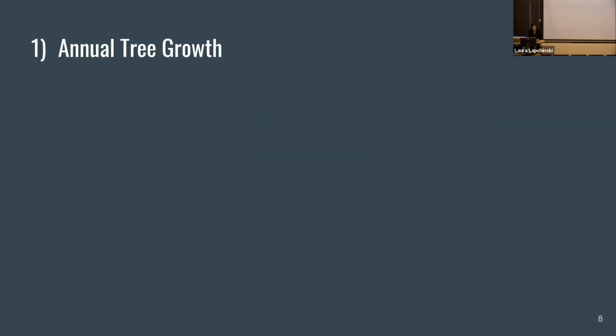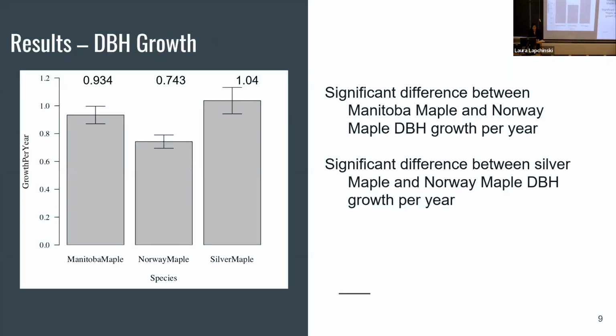Let's take a look at the results I found for DBH growth. The first criteria is average DBH growth per year with a unit in centimeters. The average DBH growth per year are shown in this histogram. Few trees with measurement error in 2011 were excluded in the analysis. From the result, we can see that Manitoba maple and the silver maple have significantly faster DBH growth rate than Norway maple.